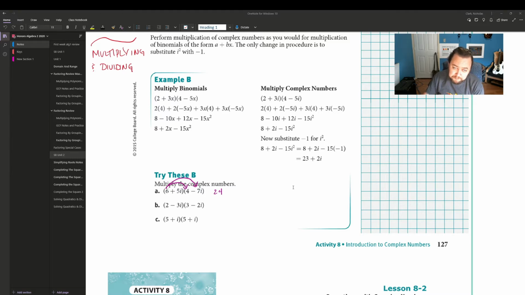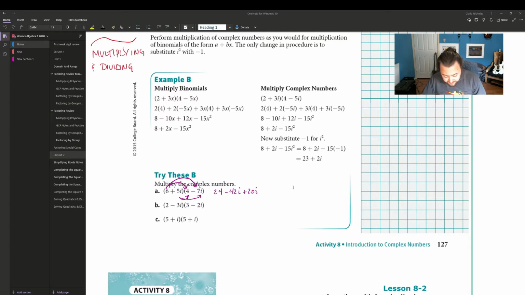And then 5i times negative 7i. This is the one that's kind of weird. 5 times 7, we'll go ahead and do it the long way. So 5 times negative 7, we'll say is negative 35. And then i squared. The question is what we do with the i squared.